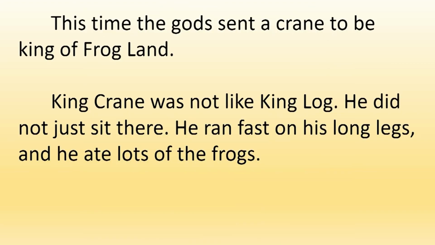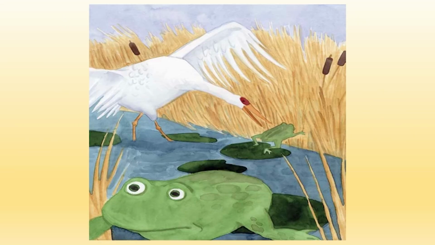This time, the gods sent a crane to be king of Frogland. King Crane was not like King Log. He did not just sit there. He ran fast on his long legs and he ate lots of frogs. Here you can see the crane, and that's what cranes do. They eat. They got to eat, and they like to eat frogs. So that's what that crane's doing. He's probably hungry, right?